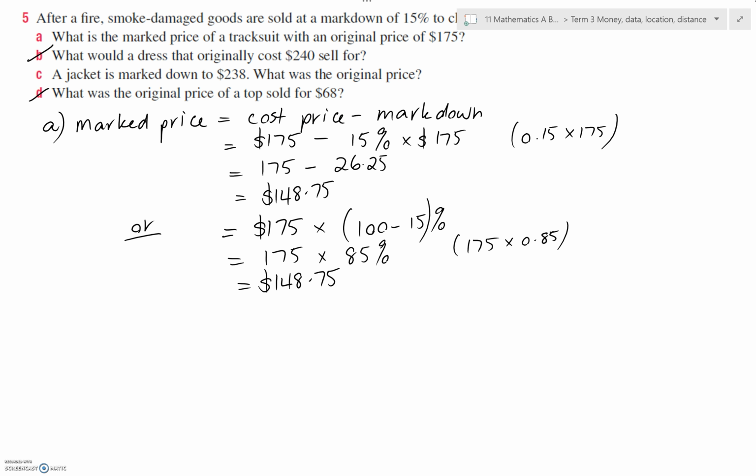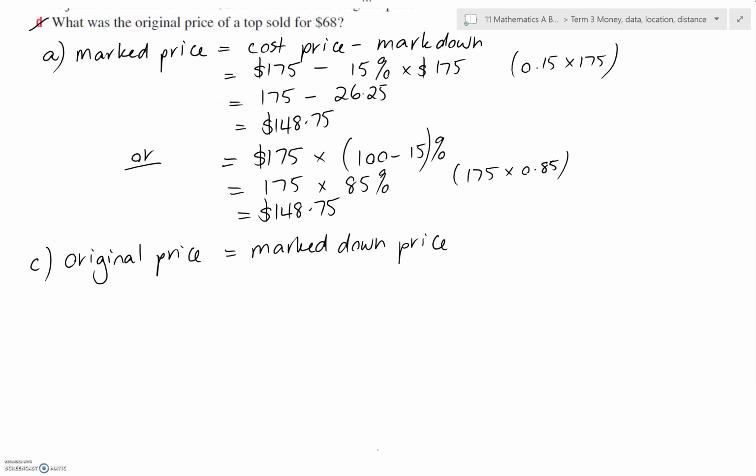Okay, part C. A jacket is marked down to $238. What was the original price? So in this case, we've been asked to find the original price. So we are going to take the markdown price, because that's what we have, plus we need to add 15% of that original price, because remember, a percentage works on different values in different ways, so we need to be working on the same amount, and that's 15% of the original price that we're working with here. So we need to get this equation to the point where there's only one unknown.